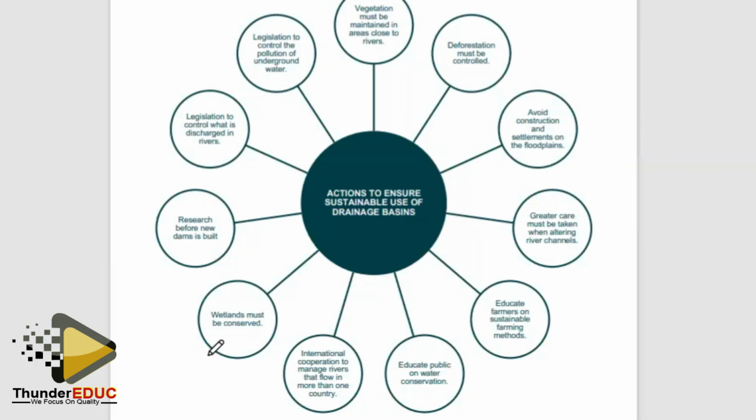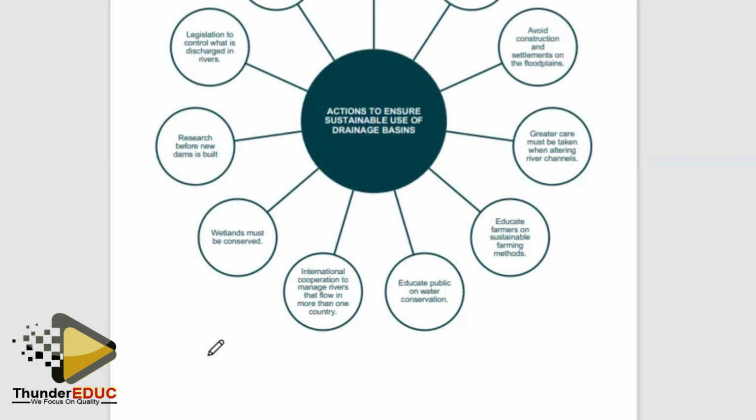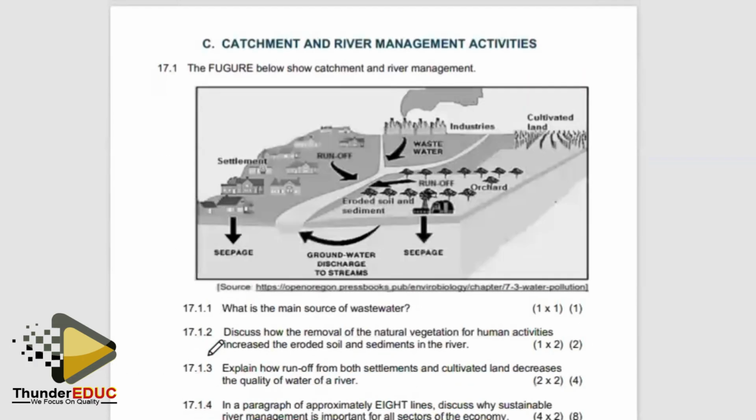Educating people is very important. Some people harm the environment out of lack of knowledge. They must be made aware through educational campaigns. Or you can do international cooperation to manage rivers, and wetlands must be conserved. Avoid construction and settlements on the floodplains. Very clear: if we settle on the floodplains, we're going to affect the catchment areas.